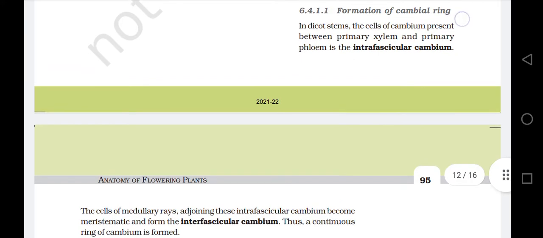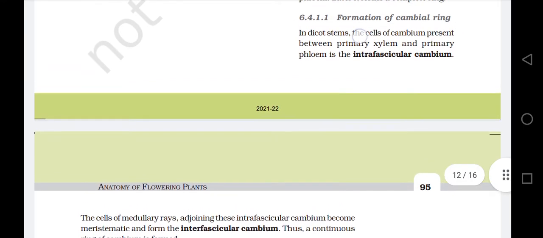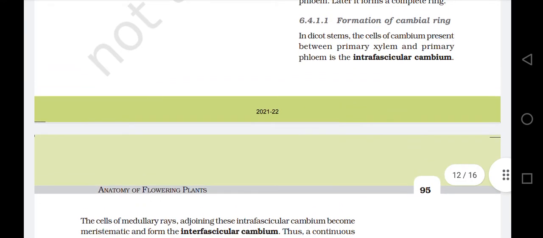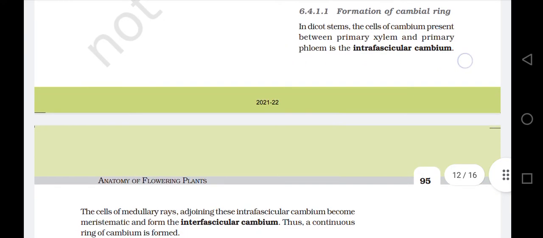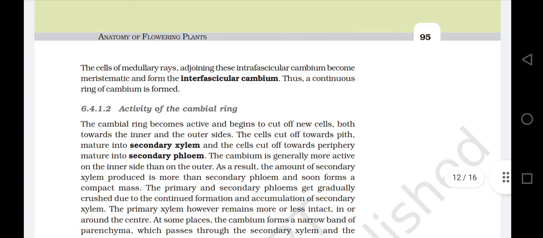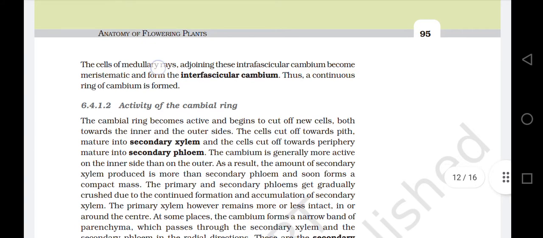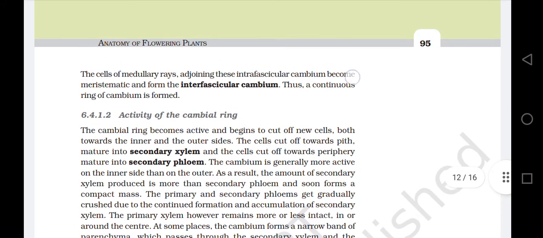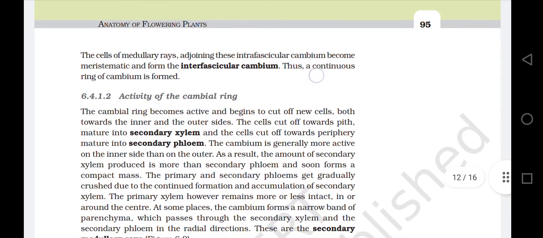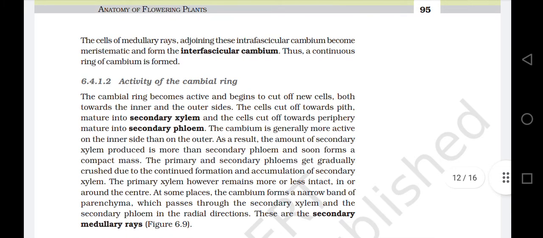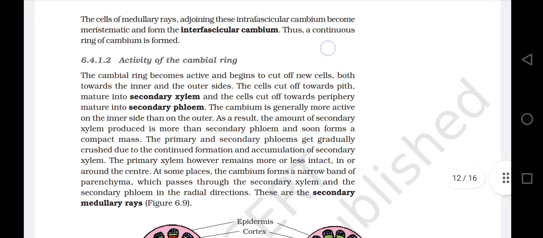6.4.1.1 Formation of a cambial ring. In dicot stems, the cells of cambium present between primary xylem and primary phloem is the intrafascicular cambium. The cells of medullary rays adjoining this intrafascicular cambium become meristematic and form the interfascicular cambium. Thus, a continuous ring of cambium is formed.